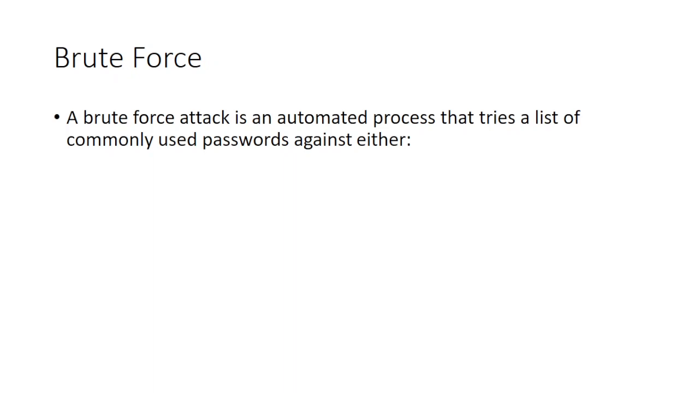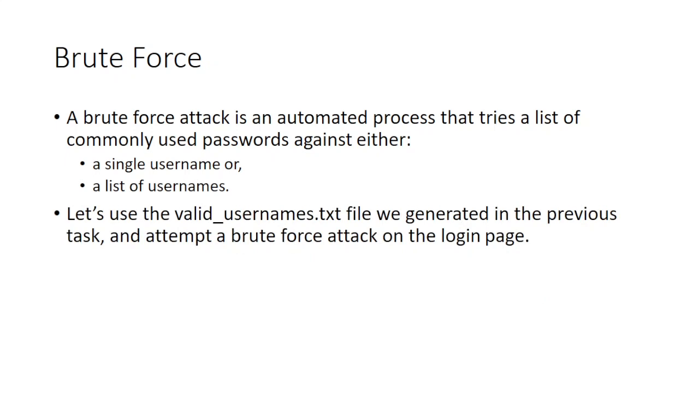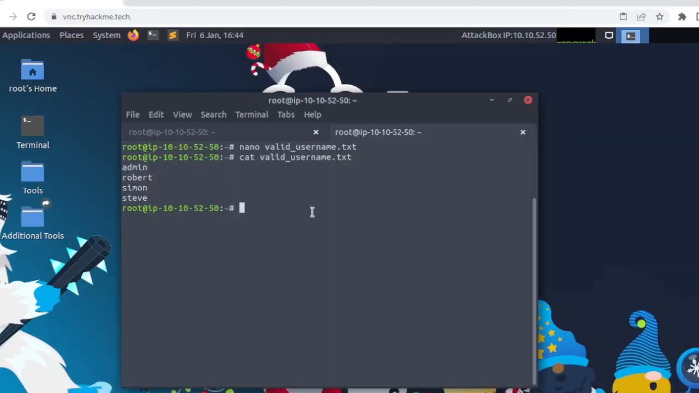username.txt file. A brute force attack is an automated process that tries a list of commonly used passwords against either a single username or a list of usernames. Let's use the valid username.txt file that we generated in the previous task and attempt a brute force attack on the login page. By the way, if you created your valid usernames file by piping the output from FFUF directly, you have to clean your data or copy just the names into a new file. So let's just do that.